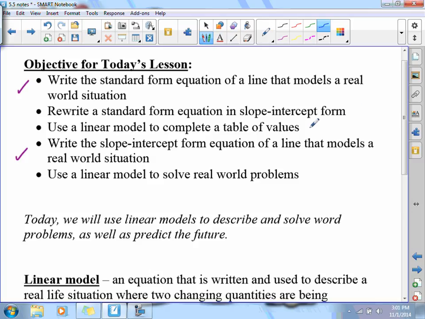We might use that equation then to complete a table, and we're definitely going to solve a real-world problem. So we might use that equation, that slope-intercept form, to find an actual value.